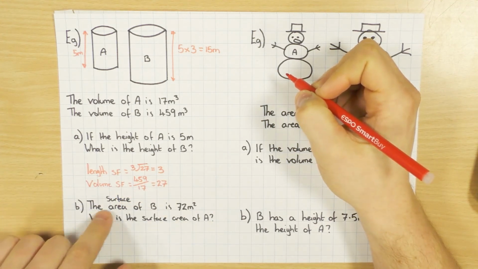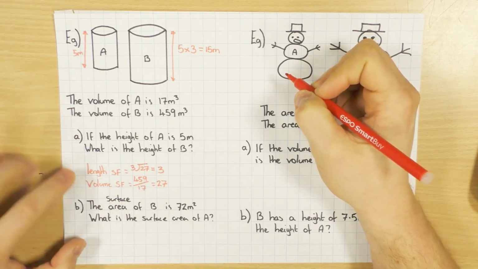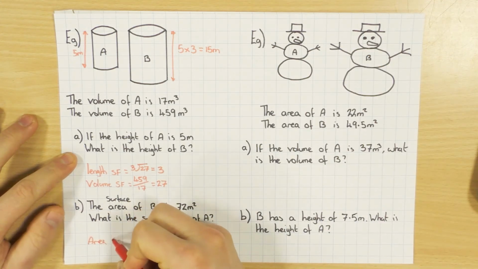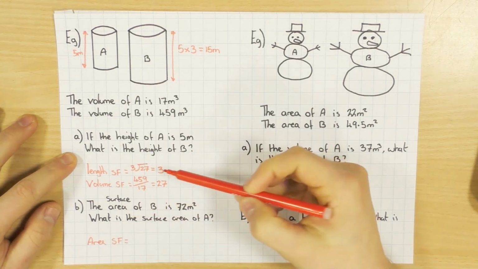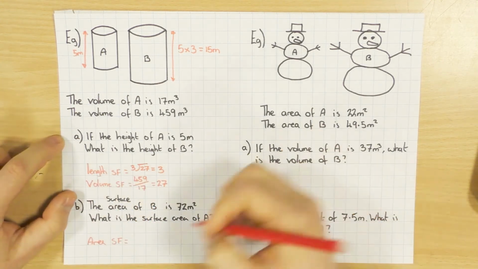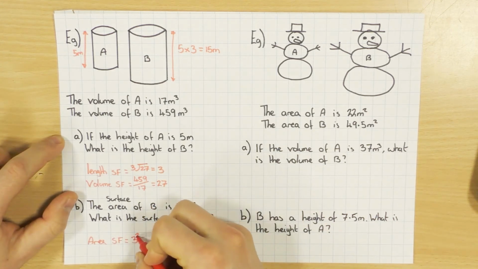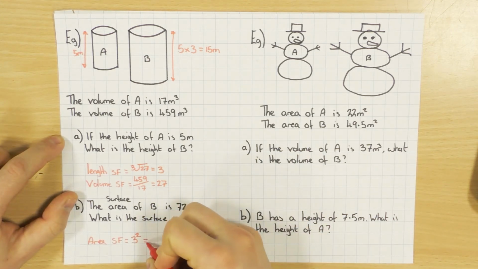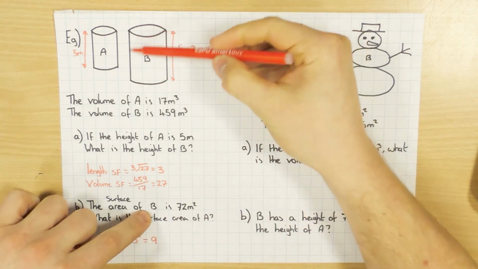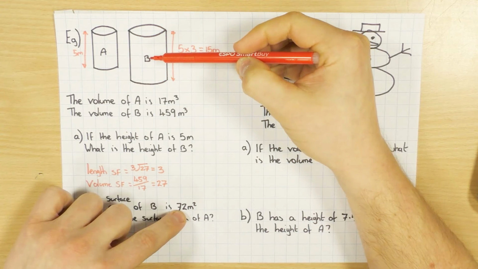Part B, the surface area. So this time I'm dealing with area, so I need the area scale factor. Now, once you know what the length scale factor is, just like in the previous example, you can square it to find the area scale factor. So 3 squared is 9. So the surface area of B, so the big surface area is 72.